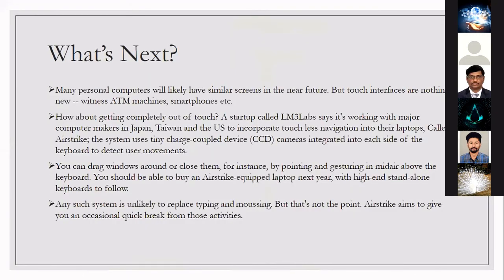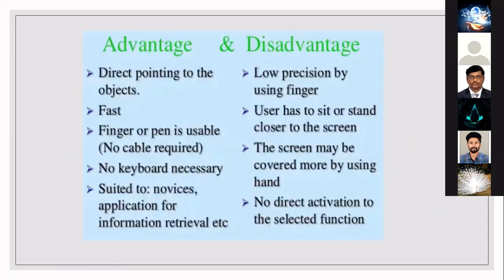What's next? Many personal computers will likely have similar screens in the near future, but touch interfaces are nothing new. We have so many examples, like ATM machines, smartphones, etc. And how about getting completely out of touch? A startup called LM3 Labs says it's working with major computer makers in Japan, Taiwan, and the US to incorporate touchless navigation into their laptops, called Airstrike. The system uses tiny charge-coupled device cameras, also called CCD cameras, integrated into each side of the keyboard to detect the user's movement.